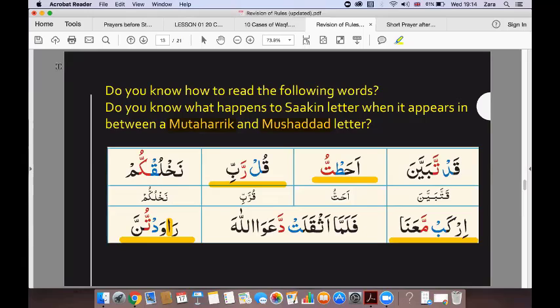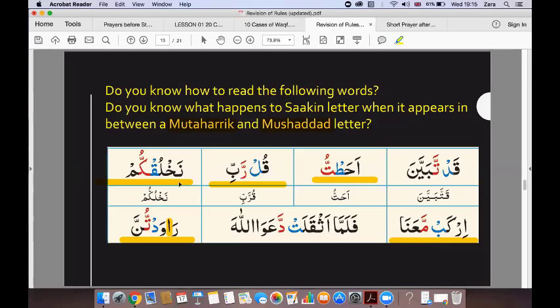So over here in the example, are we reading this ta sakin or what are we doing? You are. What was the question? Sorry. So in this example, we've got the ta sakin in between the mutaharrik letter and the mushaddad letter. So are we reading the ta in the middle or are we just joining directly the ha with the ta? We are joining directly with the ha and the da. Okay, excellent. And this one over here, please.